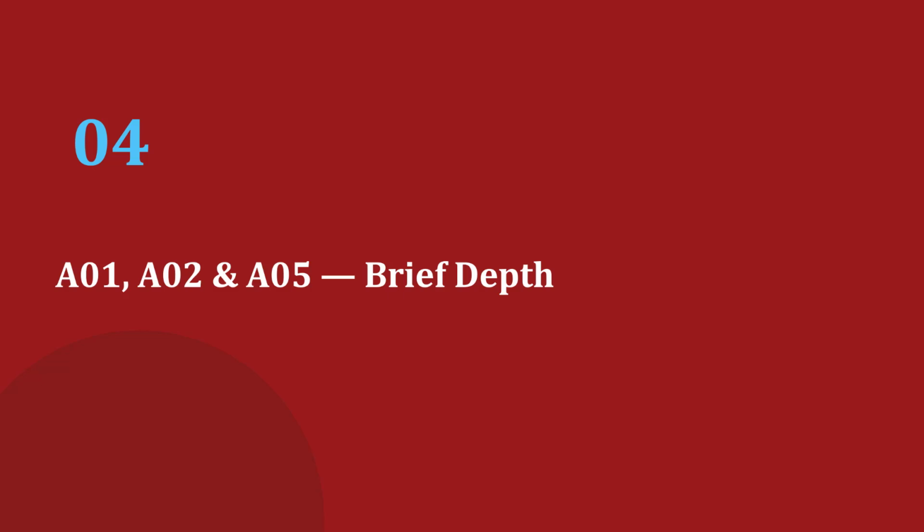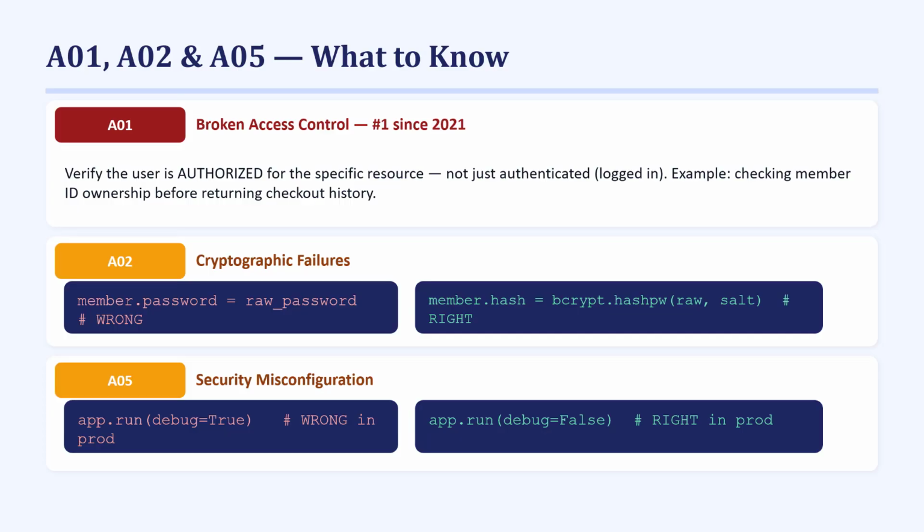So let's just talk real briefly about AO1, AO2, and AO5. AO1 was broken access control, and this is where a user can access or modify data that they shouldn't have permission to. So a little different from injection, where they gain access to it through some kind of injection attack. This is where we just didn't set up security on our folders or files.